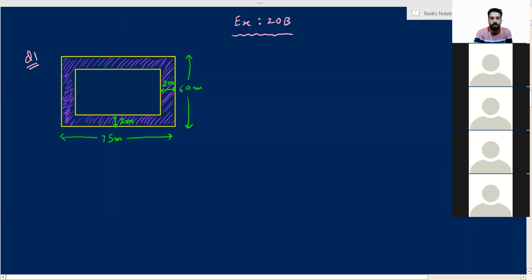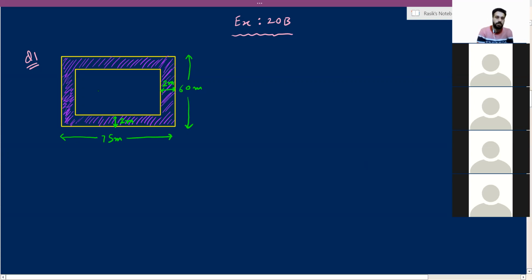Okay. So how we are going to do this? Very easy concept. To find the area of the path, very important concept. Everyone, please pay attention. To find the area of the shaded portion, that means the area of the path, we will find the total area of the outer rectangle first, and from it we will subtract the area of the inner rectangle. If the area of the inner rectangle is subtracted from the area of the outer rectangle, we will get only the area of the path, which is between the two rectangles.